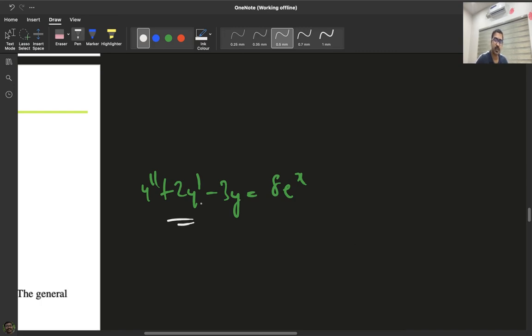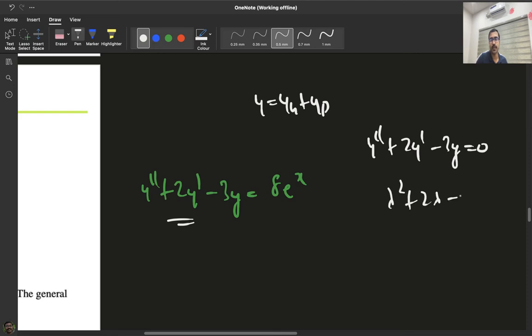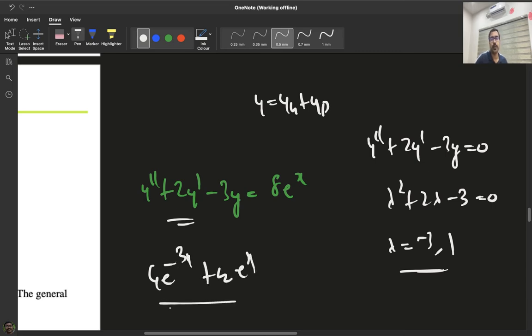As I discussed earlier, your solution will be of the form y is equal to yh plus yp, and for yh you solve y double dash plus 2y dash minus 3y is equal to 0. When you solve it, you will have to find lambda square plus 2 lambda minus 3 is equal to 0. So we will get that lambda is equal to minus 3 and 1. So your solution will be c1 e raised to minus 3x plus c2 e raised to x, and that is your yh.